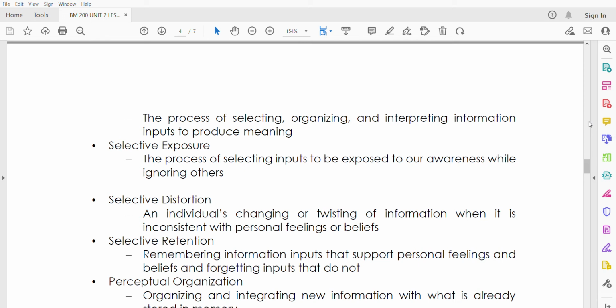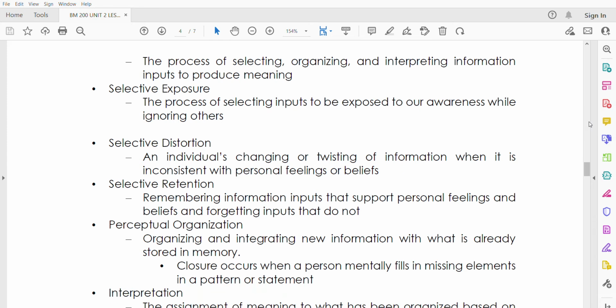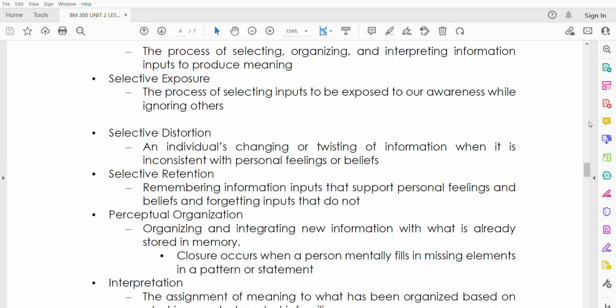Then, selective distortion, an individual's changing or twisting of information when it is inconsistent with personal feelings or beliefs. Sometimes, when choosing or deciding to buy a product, we are affected by our personal feelings or beliefs. Sometimes we just want to follow the trend, that's why we want to buy. We want to get that product.